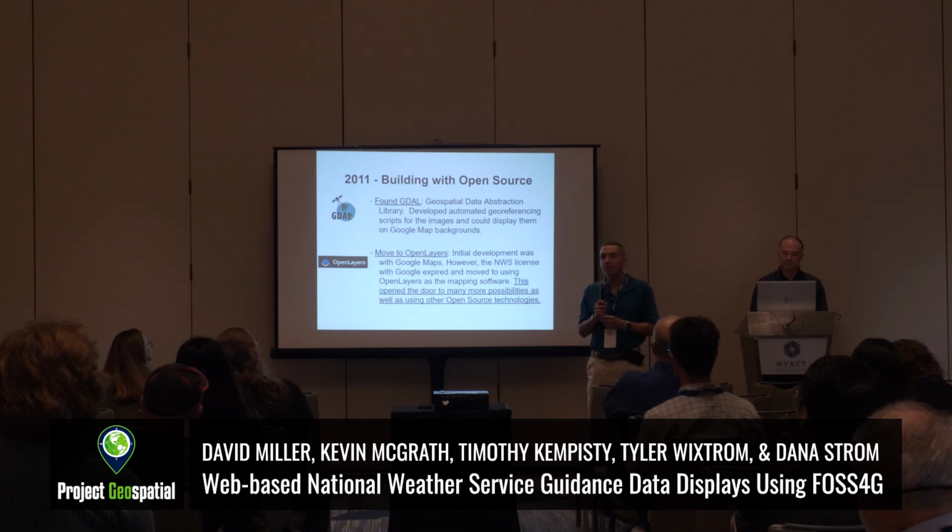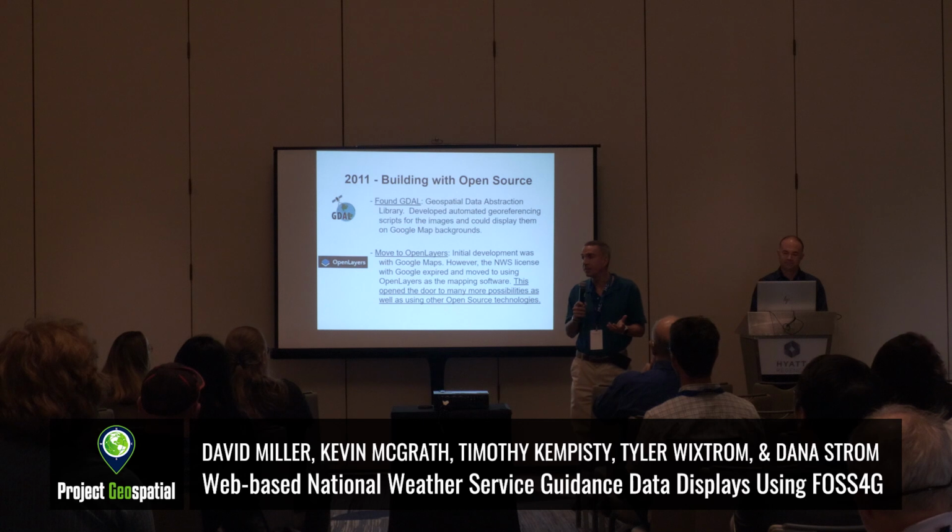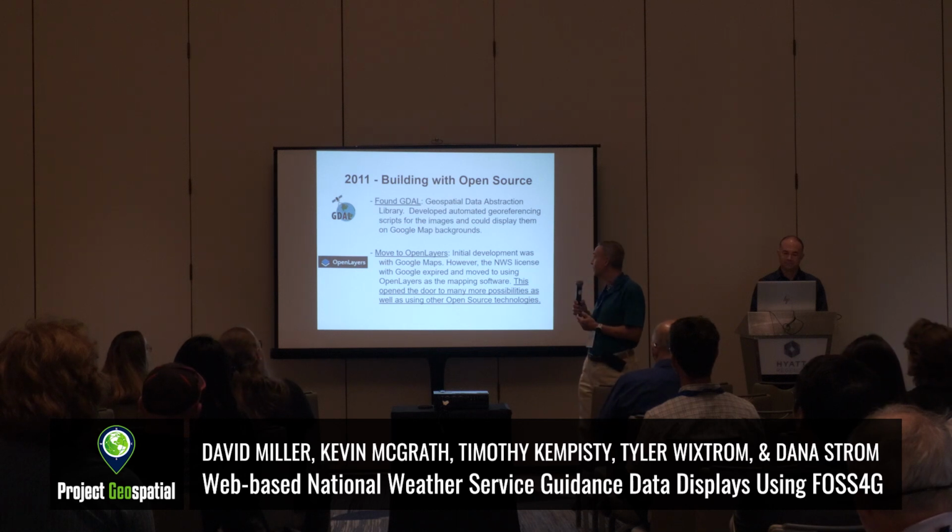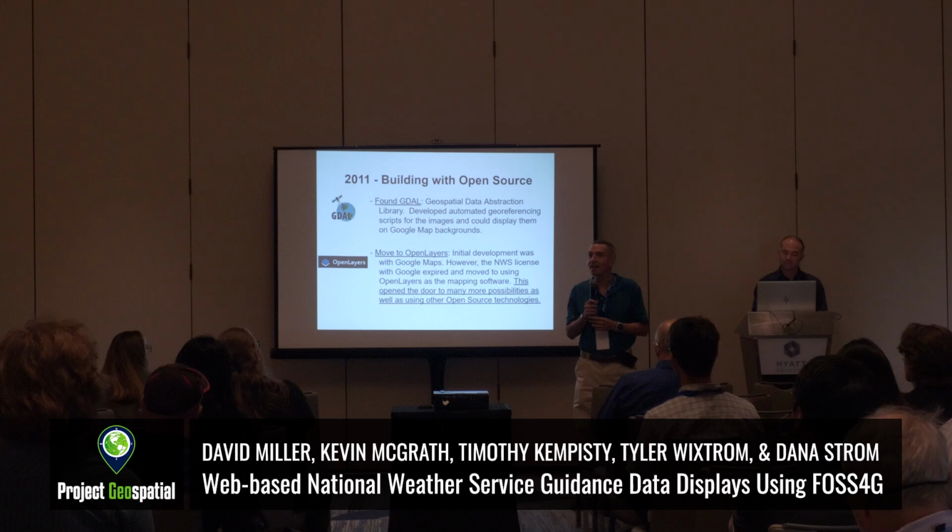The National Weather Service lost its license to use, or didn't renew its license, I should say, with Google Maps. And so we had to find some other way to display the NDFD data. Well, along came OpenLayers, and it actually opened the door to a lot more things as OpenLayers increased its capabilities along the way. I think I was using OpenLayers 2 at the time, and I think we're up to 10 now.